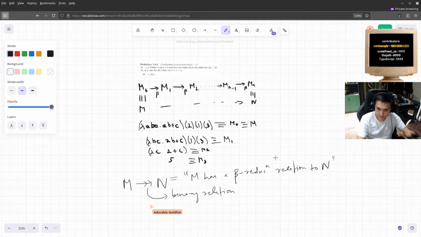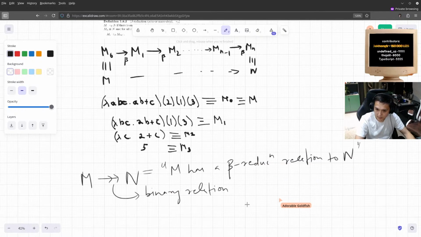And how do you verify that this relation exists? Well, you just prove that these functions exist, or these beta reductions exist. If you can show that this sequence, this chain exists, then M has a beta reduction relation to N.